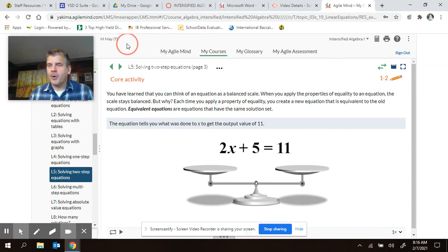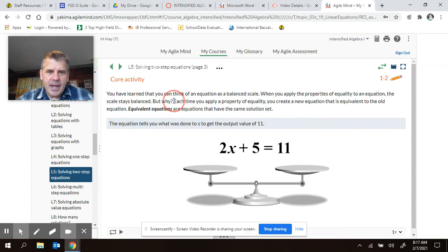So that's an important part of this, and you're going to see in the next part that there's lots of ways that you can represent 2x plus 5 equal to 11. That is creating equivalent equations. Key vocab term there, you might want to write that one down in your notes. Equivalent equations are equations that have the same solution set.